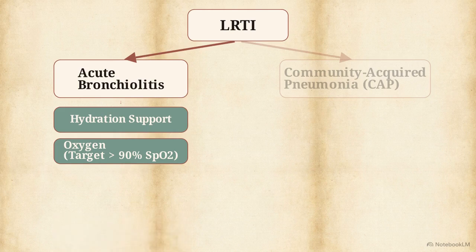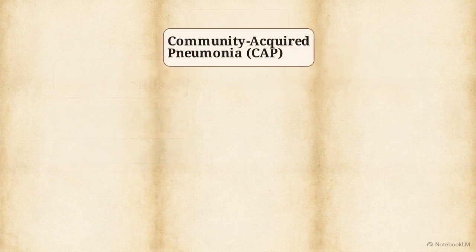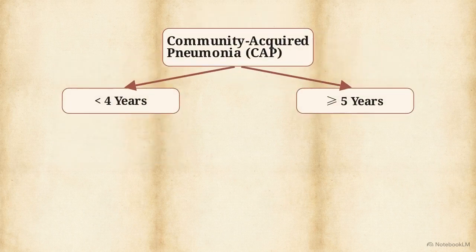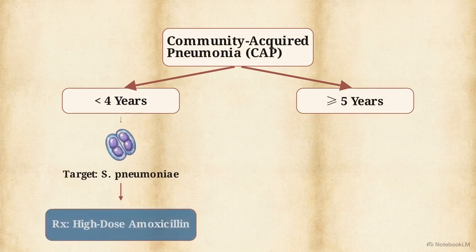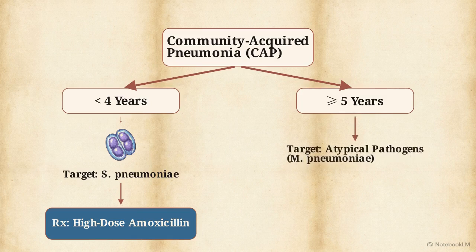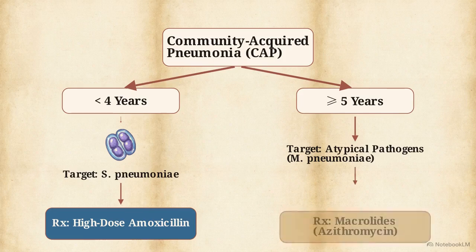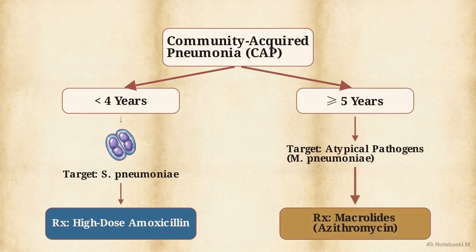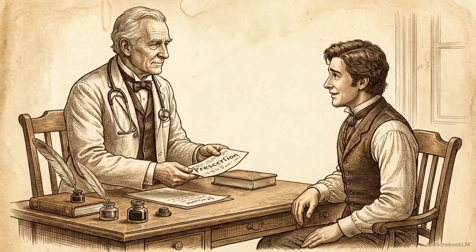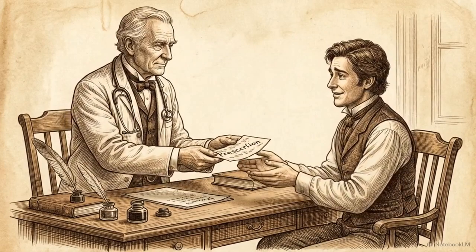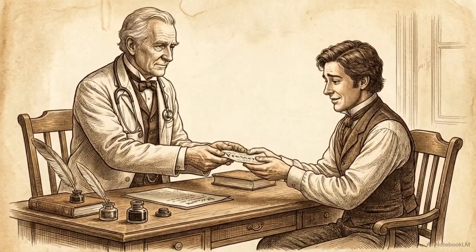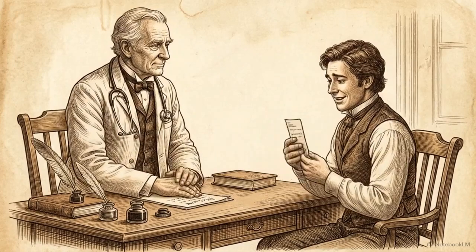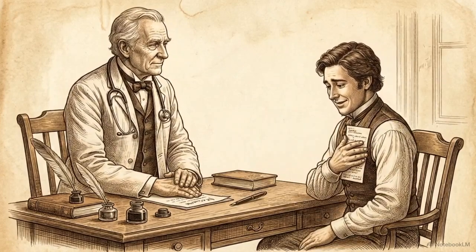The pneumonia arm requires rapid, age-stratified antimicrobial therapy. For children under 4 years, S. pneumoniae is the primary target. High-dose amoxicillin is the first-line choice. In patients over age 5, the etiology shifts toward atypical pathogens like Mycoplasma pneumoniae. This requires a shift to macrolide antibiotics like azithromycin. Successful intervention isn't about identifying a specific pathogen in real time. It's about executing a matrix of age, epidemiology, and pathophysiological probability.